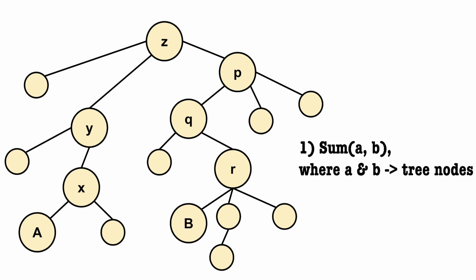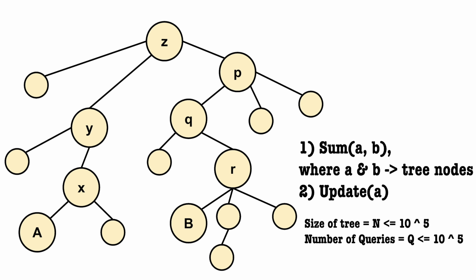The first one is to find the sum of all nodes between two given nodes. And the second type of query is to update a given node. And these are the constraints of the problem.